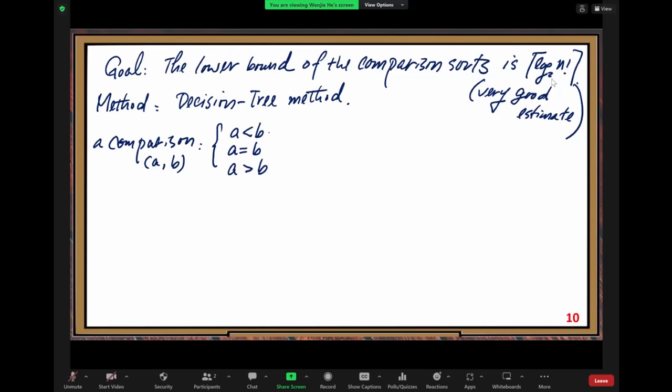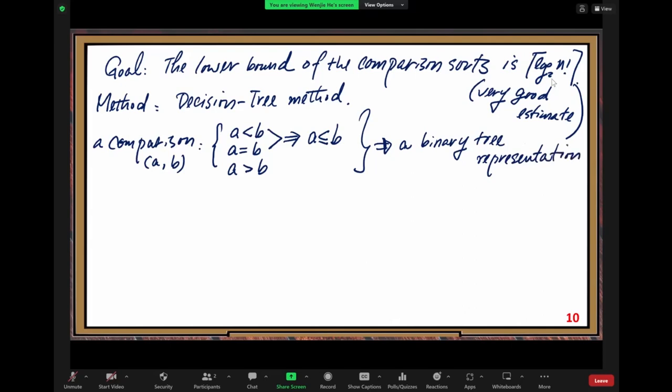But we want to combine the first two as A less than or equal to B, because after this combination, we can get two outcomes. If we just make two outcomes, then we can use binary tree representation. Okay, yeah. So here, these two outcomes would give us a binary tree representation. Okay, so that would be very convenient. Okay, yeah, binary tree. So we are familiar with binary tree, right? Yeah. So we like to use simple binary tree to represent comparisons, all the comparisons in the sort.